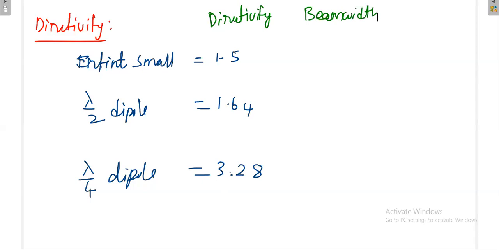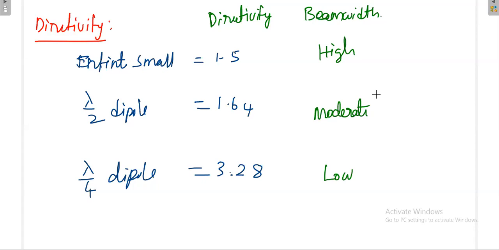Okay, so which antenna will have more beam width? For this one the beam width is very, very high, for this the beam width is very, very low. Here the beam width is moderate. Okay, so you should remember this idea a bit also.